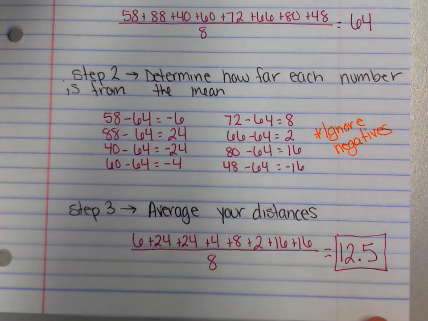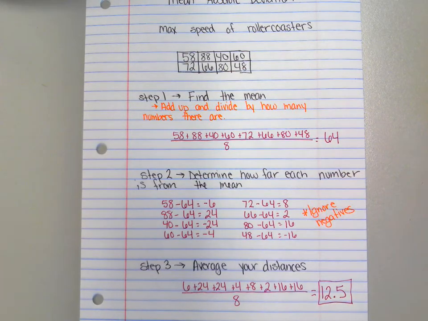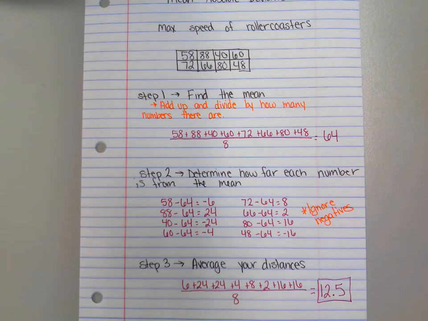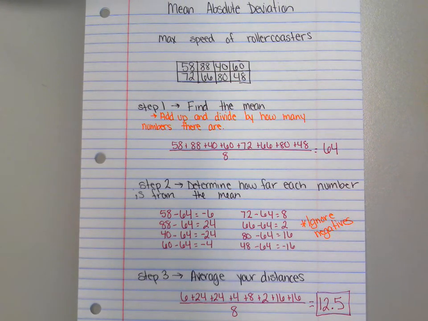Now you're thinking, what's the whole point? Why is this number important? The reason it's important is your mean absolute deviation is telling you, on average, how far each number is from the mean. What that tells us, if our mean absolute deviation is really big, that means all of our numbers are really, really spread out, and my average is probably not really accurate. But if this number is really small, then that means all my numbers are really, really close to each other, and there's a good chance that my average is a lot more accurate.